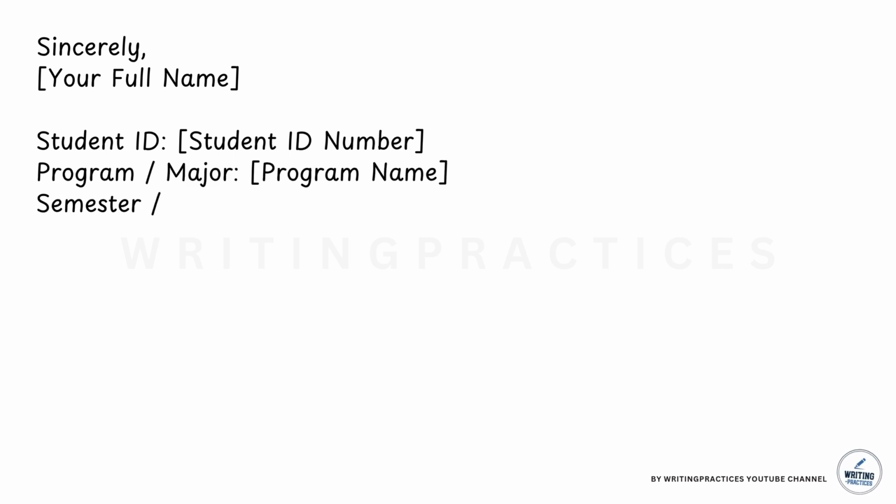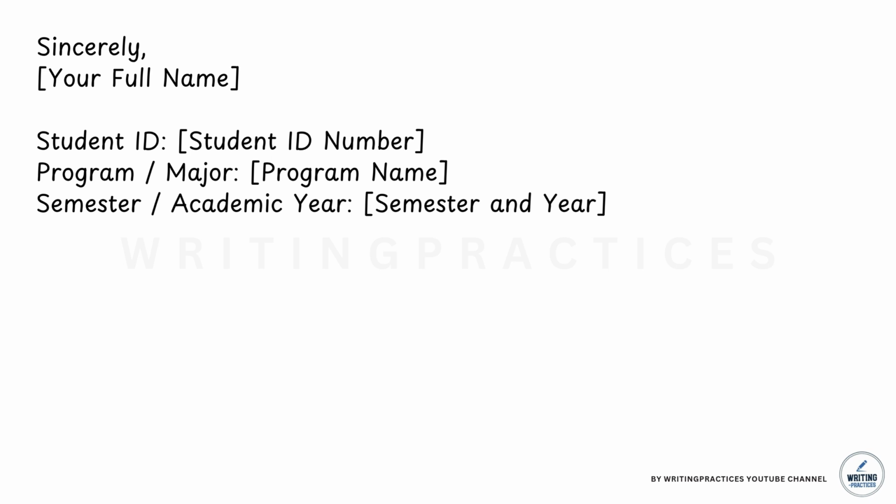Sincerely and student information. For example, sincerely Ashley Morgan. Student ID 202645871. Program or major, business administration. Semester or academic year, spring 2026. This officially concludes the appeal and helps identify your academic records. Double-check all student identification details before submission.